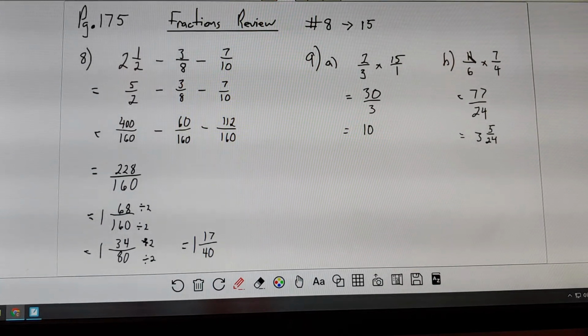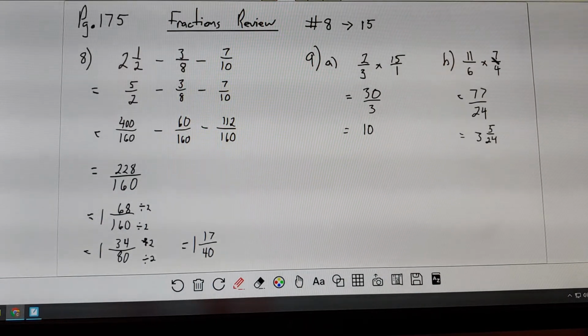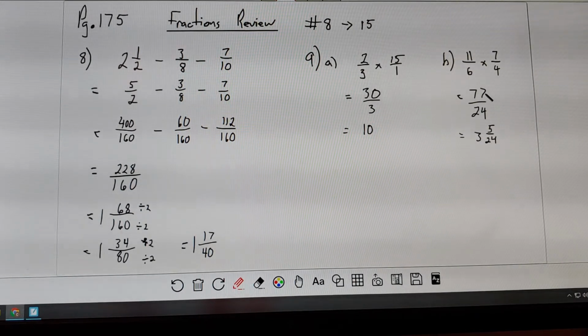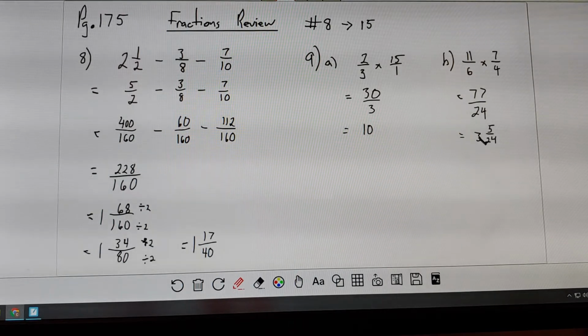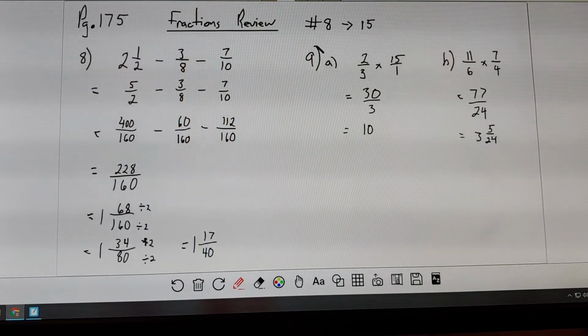Then 9h appears just as it does here. So just 11 times 7 is 77, 6 times 4 is 24. We get 3 groups of 24 fitting into that with 5 left over.